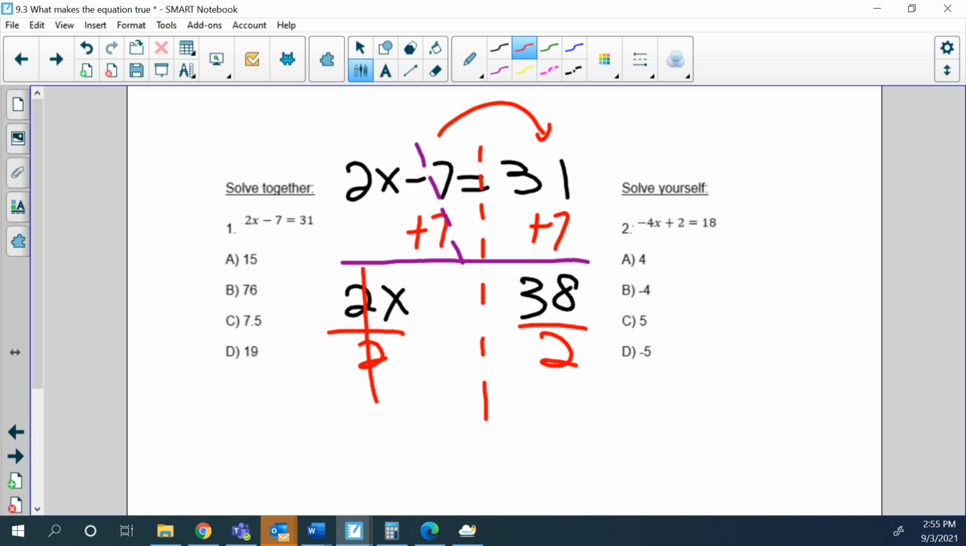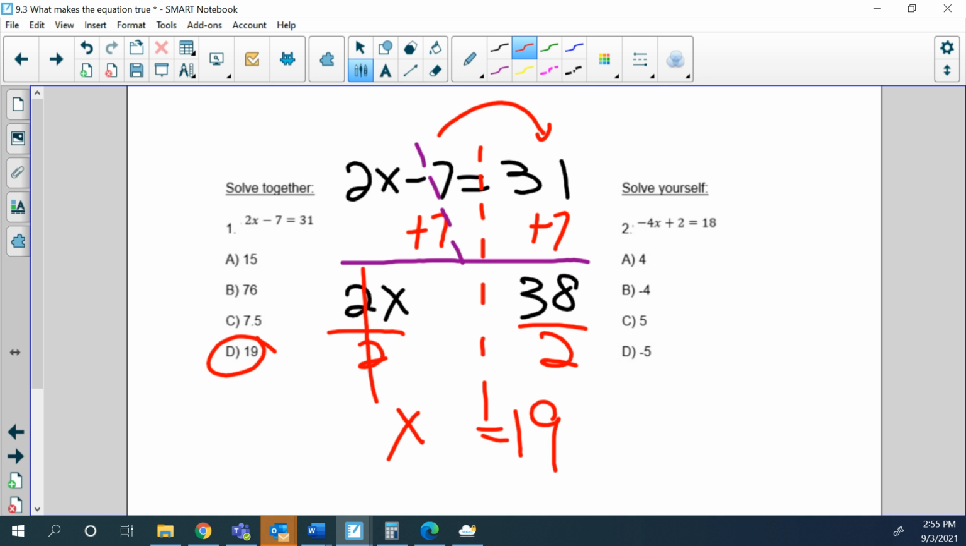I'm just left with x, or 1x. And x is equal to 18 divided by 2, which is 9. So the answer is, I'm sorry, 9. Okay. The other one is negative 4x plus 2 equals 18.